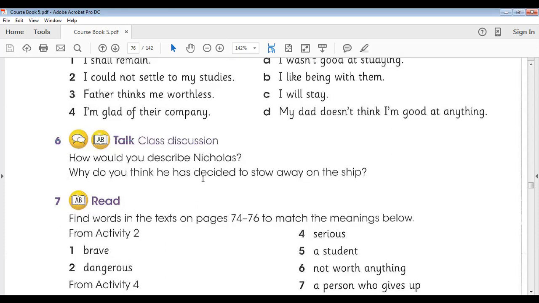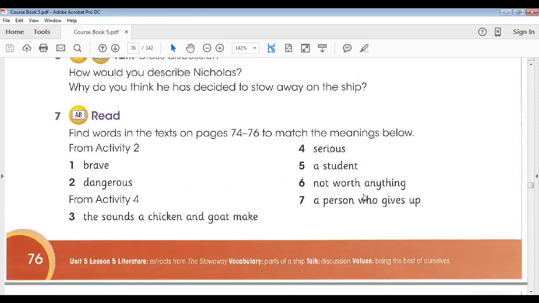Why do you think that he decided to stow away on the ship? Students discussed this question as well, and according to them, Nicholas stowed away because his father was not accepting him and he didn't own any money, so he couldn't afford traveling. That's why he stowed away on the ship.